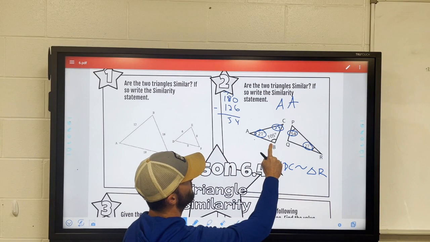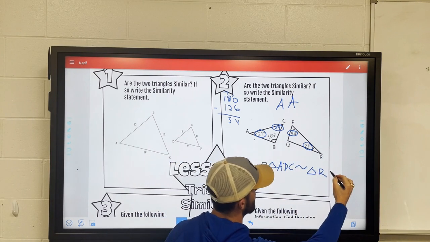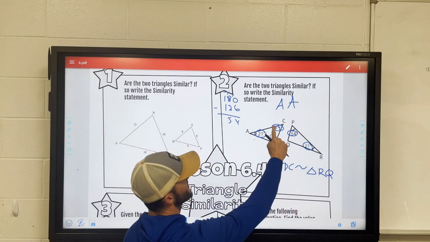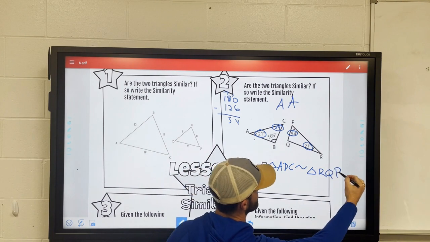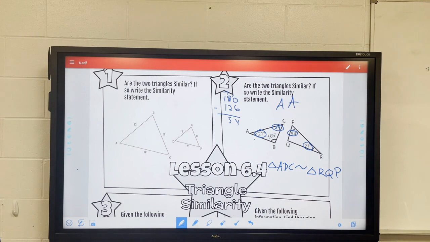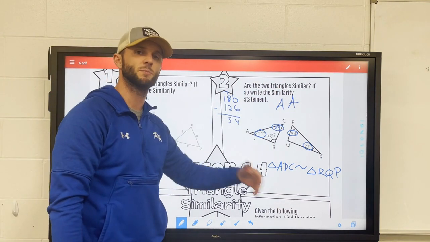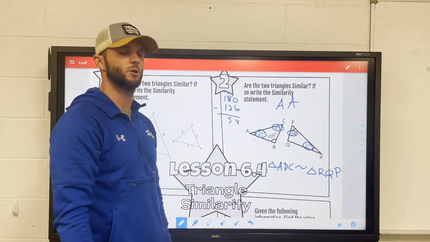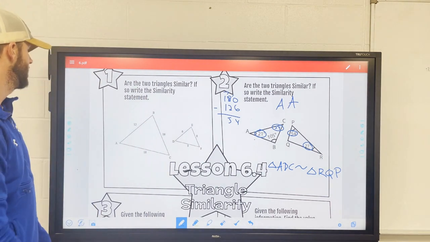It looks like angle B is going to be congruent to Q. It looks like angle C is going to be congruent to P. So now, ladies and gentlemen, you have created your similarity statement, which means all the sides are proportional and all the angles are going to be congruent to each other. Let's jump over to example number 3.